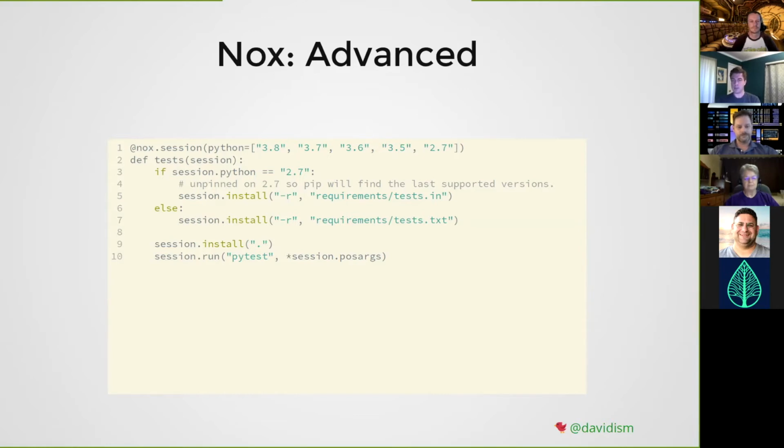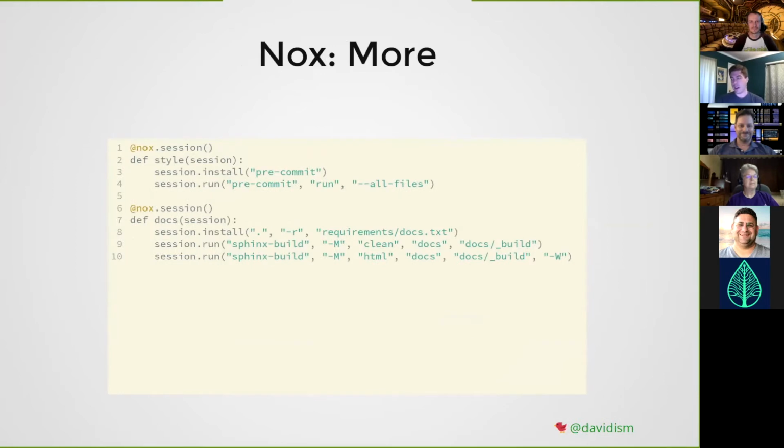So in this example, I'm running across multiple Python versions, and then if I'm running on an old Python 2.7 system, I'm working around a bug with the requirements so that the tests will still pass until I can remove Python 2.7. And then I also have other environments such as running our style checks with pre-commit and building the docs.